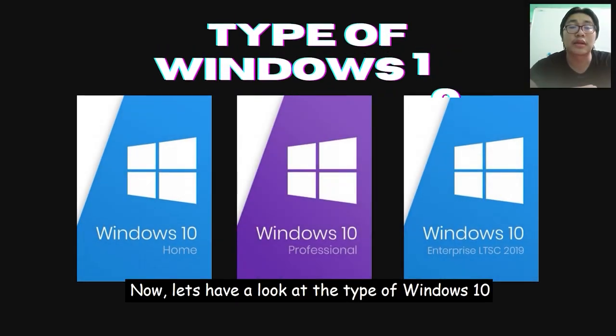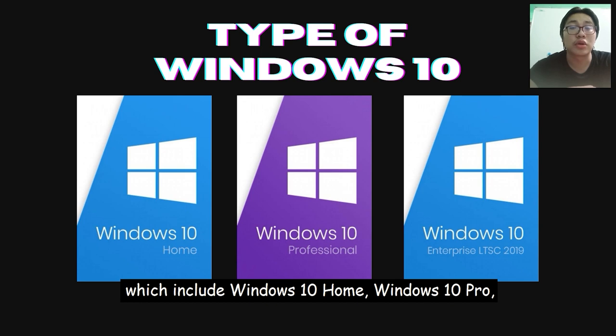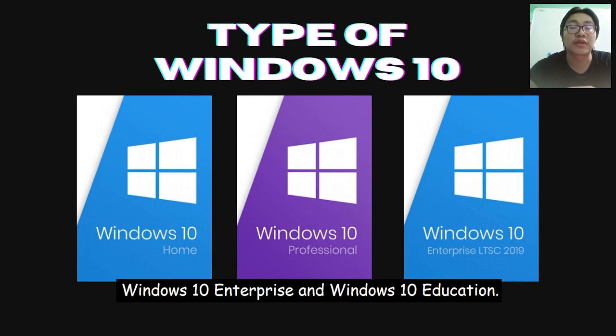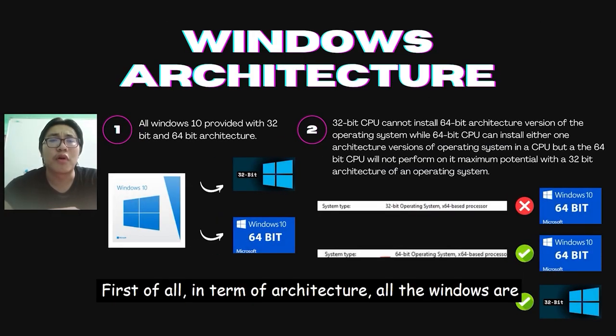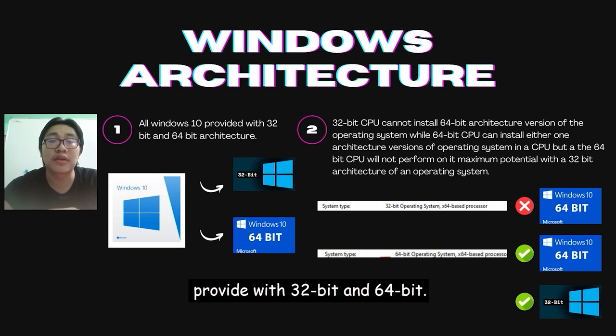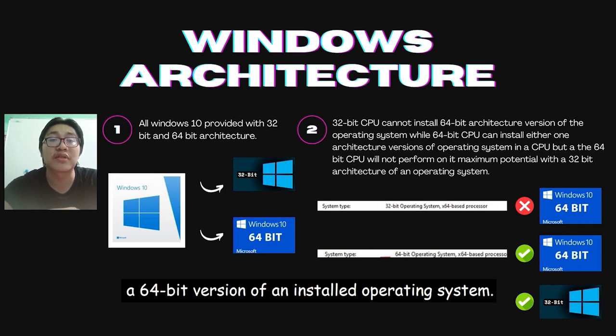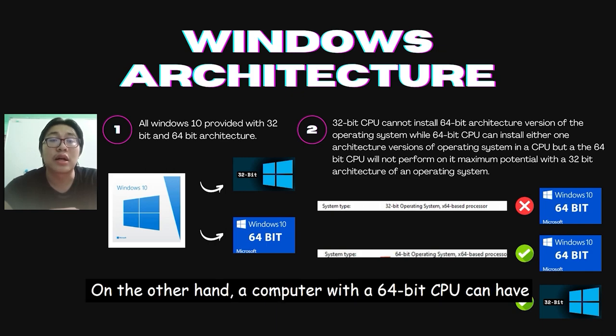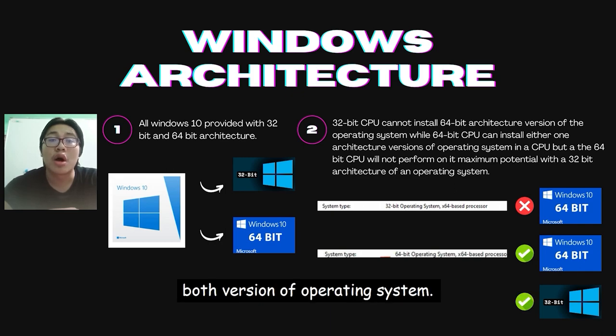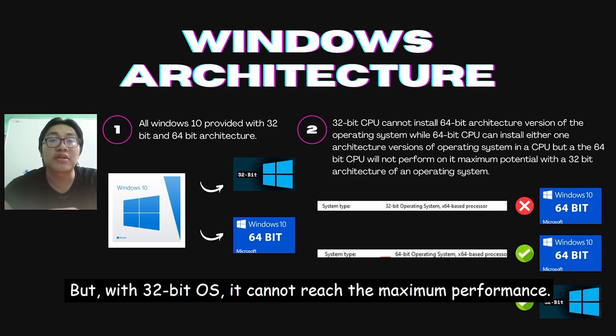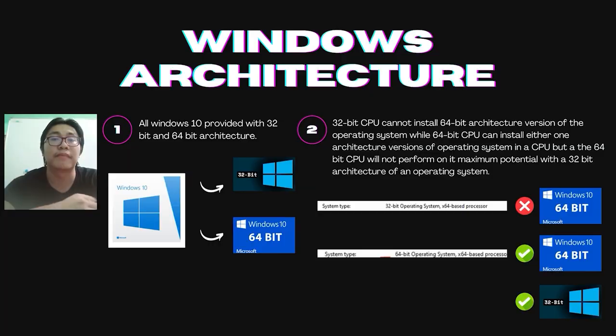Now, let's have a look at the types of Windows 10, which include Windows 10 Home, Windows 10 Pro, Windows 10 Enterprise, and Windows 10 Education. First of all, in terms of architecture, all the Windows are provided with 32-bit and 64-bit. For instance, a computer with a 32-bit CPU cannot have a 64-bit version of an operating system installed. On the other hand, a computer with a 64-bit CPU can have both versions of the operating system, but with a 32-bit operating system, it cannot reach maximum performance.